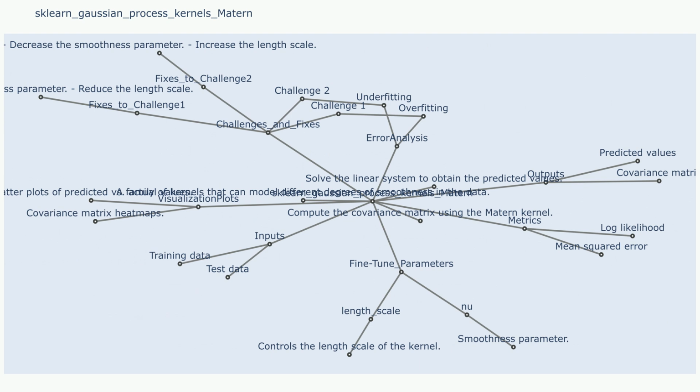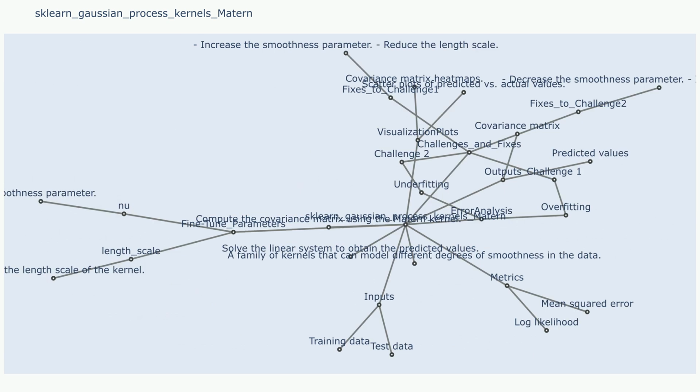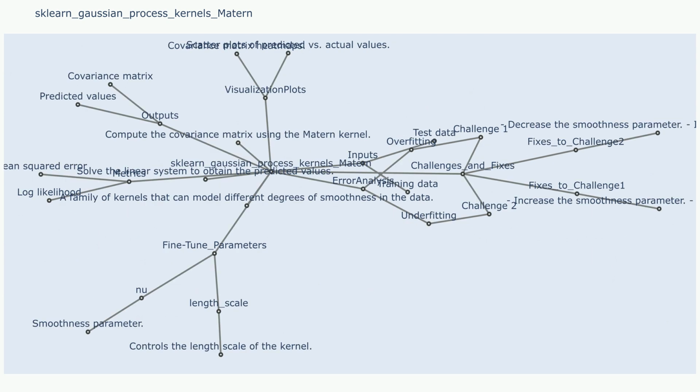Compute the covariance matrix. The pairwise covariances between all input data points are calculated and stored in a covariance matrix. This matrix is used in GP regression to infer the relationships between the data points. Metrics. Log likelihood measures the goodness of fit of the GP model to the data. Higher values indicate a better fit. Mean squared error, MSE, measures the average squared difference between the predicted and actual target values. Lower values indicate better prediction accuracy.